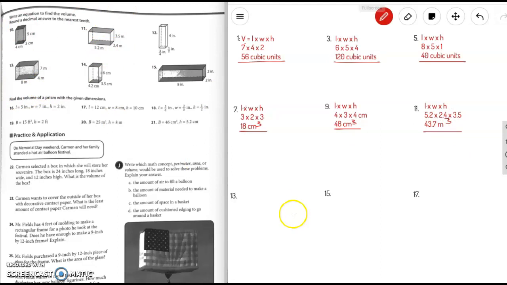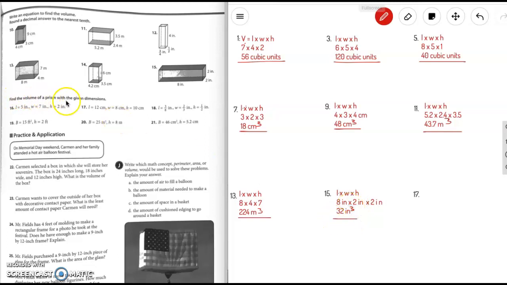Number 13, same formula. All right, the length, we got 8 meters, width is 4 meters, and the height is 7 meters. If we multiply that together, we get 224 meters cubed. Last one, number 15. The length is 8 inches, the width is 2 inches, and the height is also 2 inches. If we multiply that together, it's 8 times 4, 32 inches cubed.